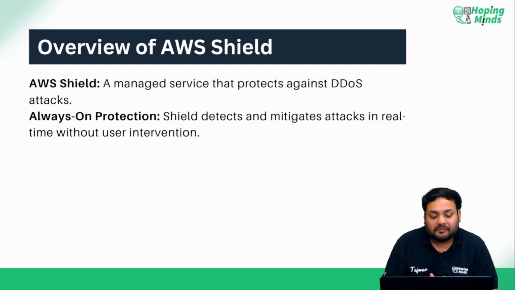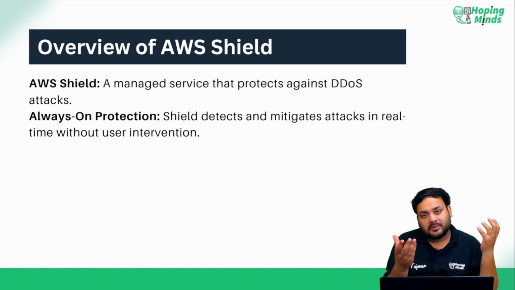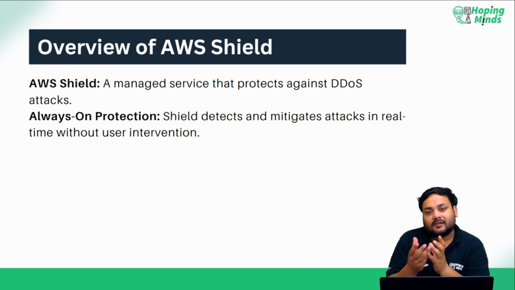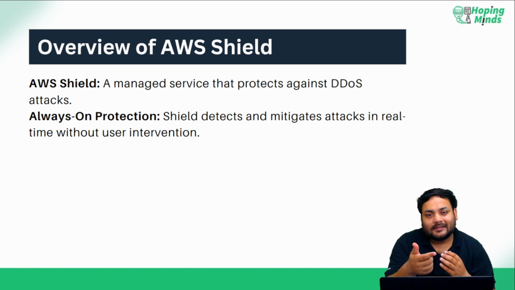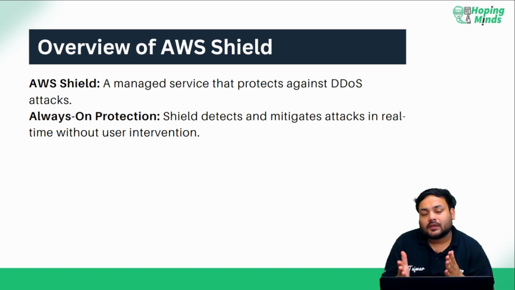Now we have a service by which we can protect our AWS resources or services from DDoS attack. So what is AWS Shield? Shield is a managed service that protects against DDoS attack. With the help of Shield, it detects and mitigates attacks in real time without user intervention. Let's suppose you have your AWS resource, and you add Shield to this resource. You don't have to worry about anything. Whenever there is any kind of threat, Shield is going to detect it and then mitigate it, meaning it is going to respond to that attack and secure your AWS resources.